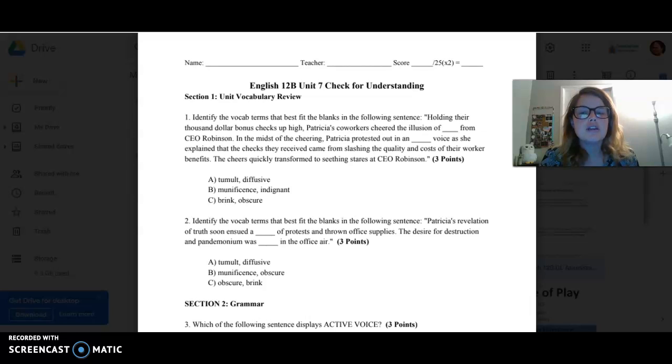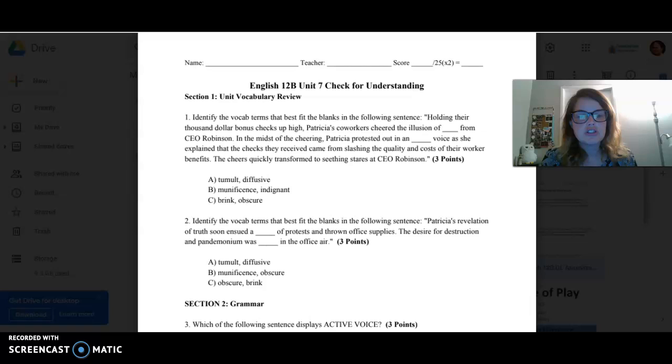In the midst of the cheering, Patricia protested out in a blank voice as she explained that the checks they received came from slashing the quality and costs of their worker benefits. The cheers quickly transformed into seething stares at CEO Robinson. So, is it A, tumult and diffusive? Is it B, munificence, indignant? Or C, brink and obscure?